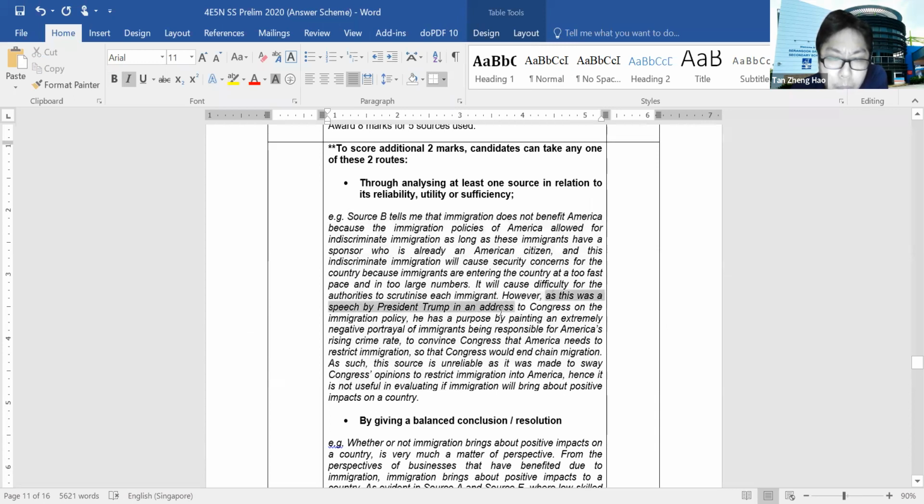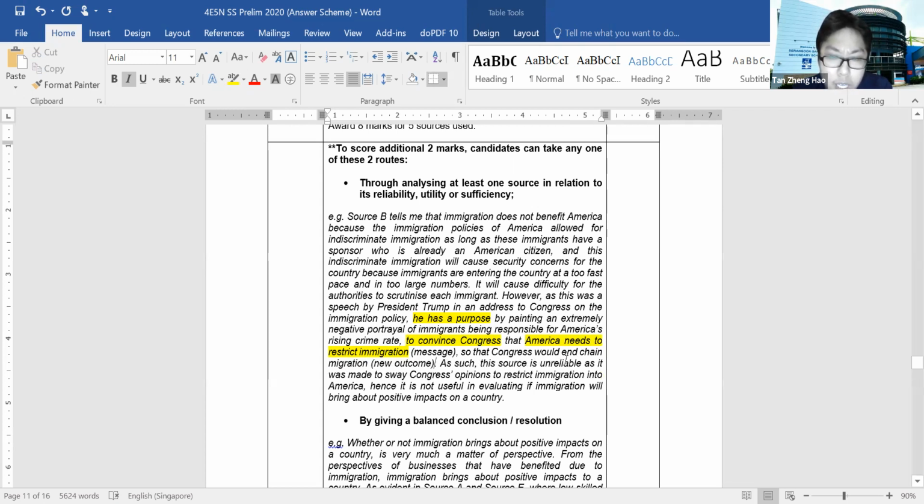However, as this is a speech by President Trump in the American Congress, he has a purpose. By painting an extremely negative portrait of immigrants being responsible for America's rising crime rate, he wants to convince Congress, the American government, that America needs to restrict immigration. This is my message. Let me just type it out for you. The message is so that Congress would end chain migration. So this is the new outcome. They want Congress to stop mass migration, basically.